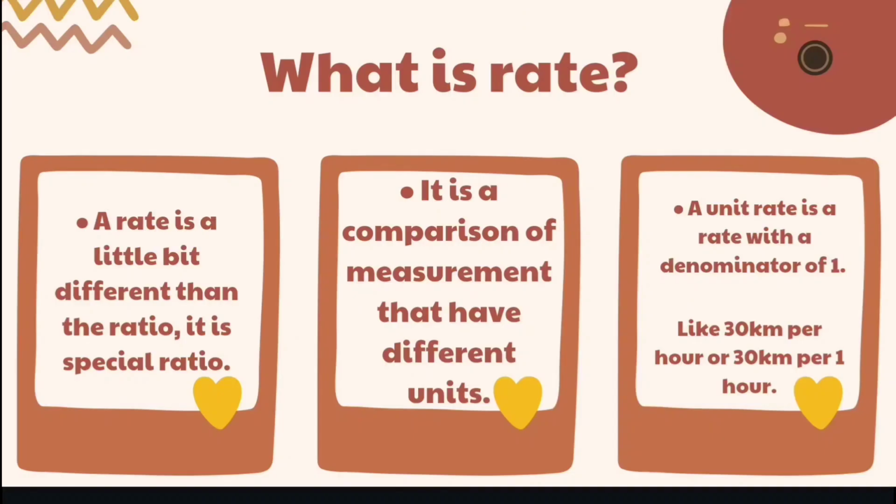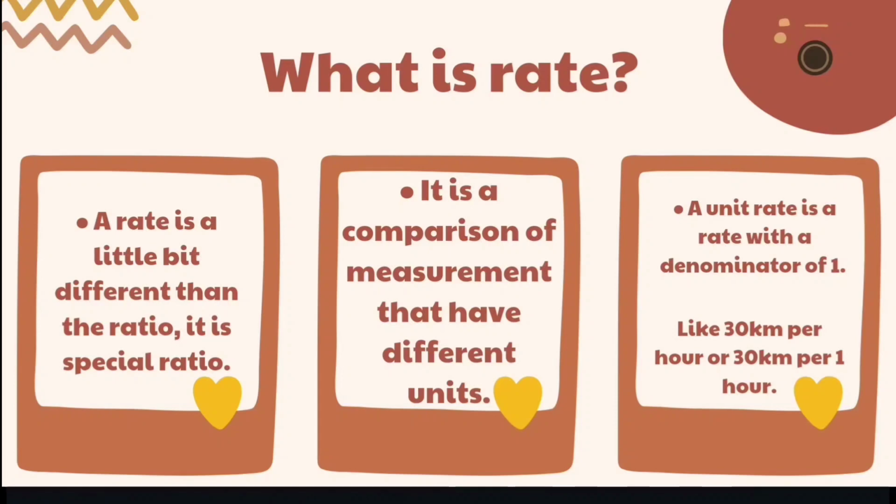Let's talk about rate. What is rate? A rate is a little bit different than the ratio. It is a special ratio. It is a comparison of measurements that have different units. A unit rate is a rate with a denominator of 1, like 30 km per hour, or 30 km per 1 hour.